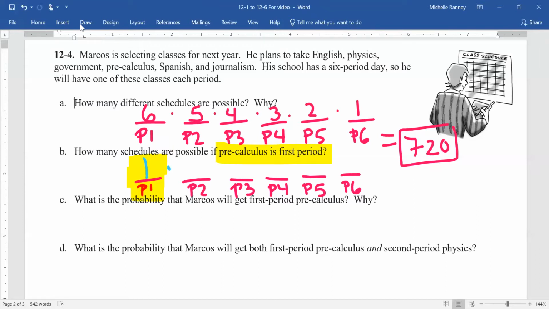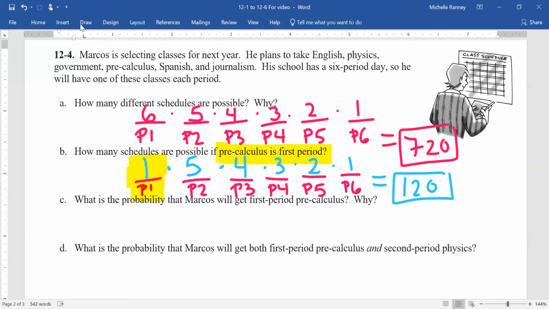Now, for period 2, 1 class is gone. So out of the 6 classes originally, he only has 5 left, and then 4, and then 3, and then 2, and then 1. And when we multiply this out, we end up getting 120 choices. So then on part C, it says, what is the probability that Marcos will get a first period pre-calc? Why?